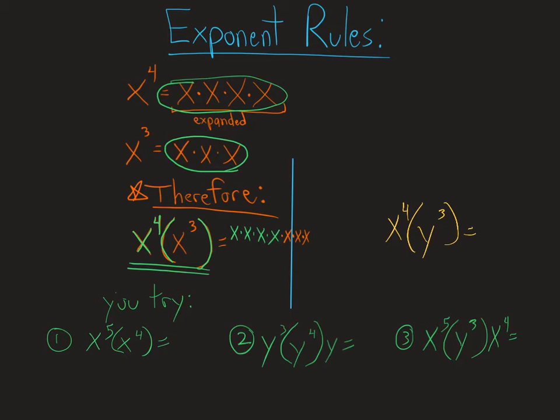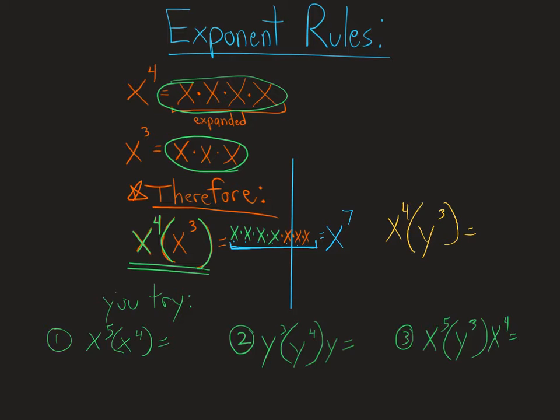Notice if we write those out, what are we saying here? This is just an expanded form of an x to the 4th times an x to the 3rd. They're all multiplying. How many total x's are there? 1, 2, 3, 4, 5, 6, 7 of them. So I guess that means we could just rewrite it as x to the 7th.